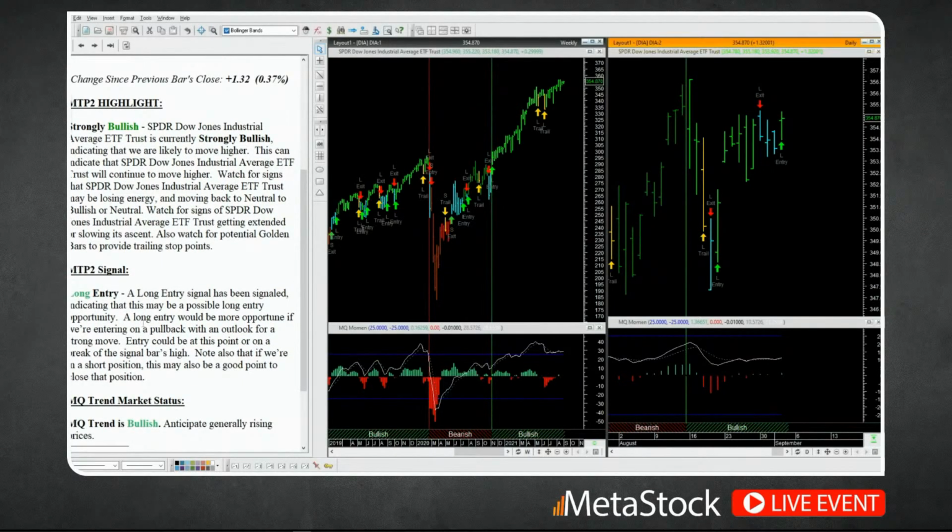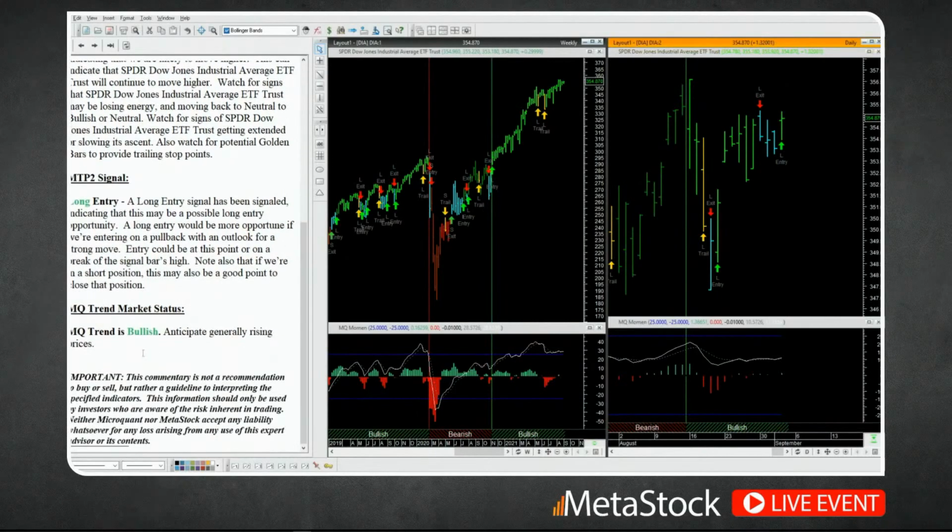I probably won't read the whole thing out loud, but it says a long entry signal has been signaled. Long entry means this: your entry could be above the break of the signal bar's high. You'll notice it's really giving you a definition. The training and the manuals are really, really good, but this is topical. Right now, I'm looking at a bar that has an L entry on it, and it's helping me remember exactly what I should be doing with it. I love this particular part of Metastock because it helps me remember what's going on in a chart, and if you're new to something like this, it can be extremely helpful.